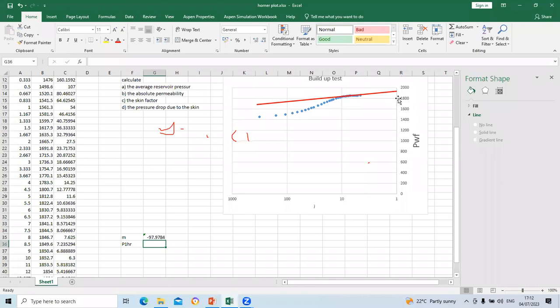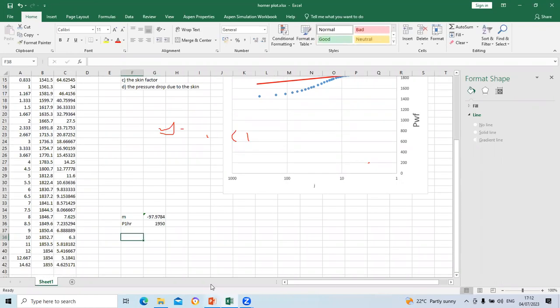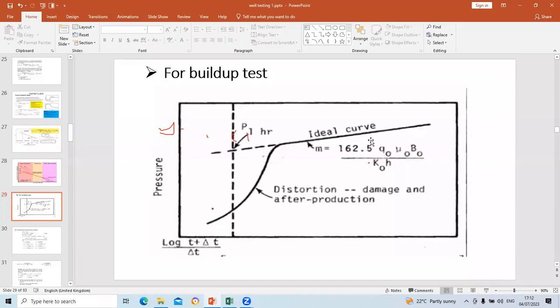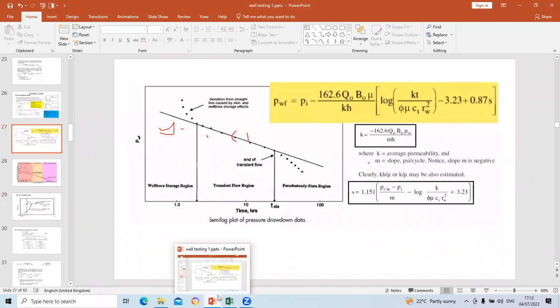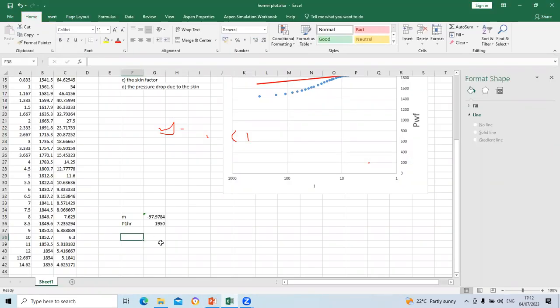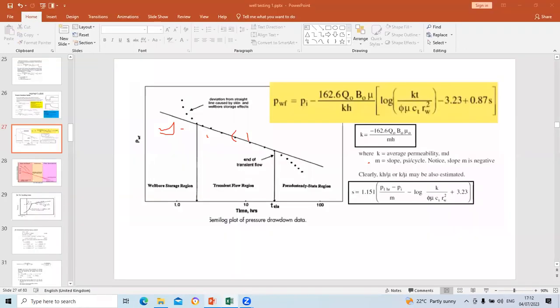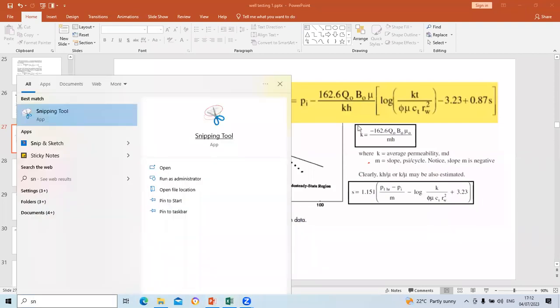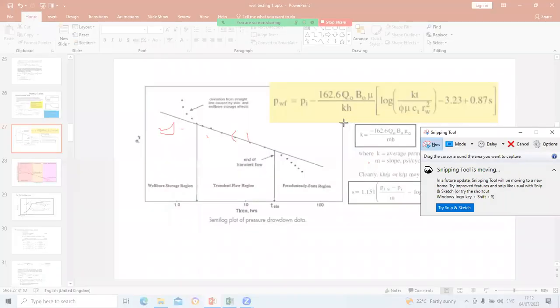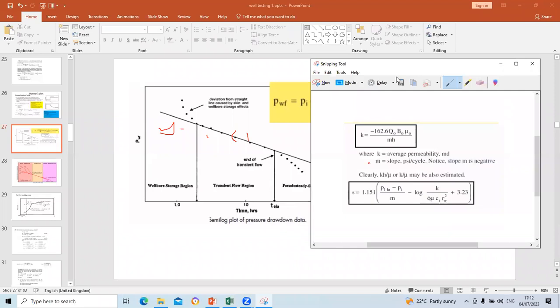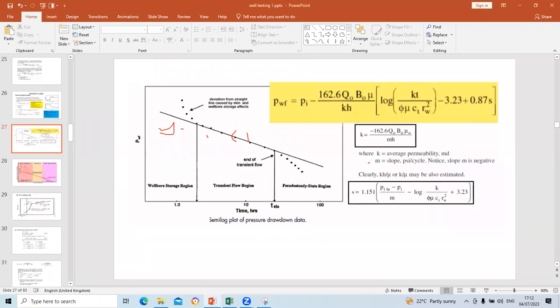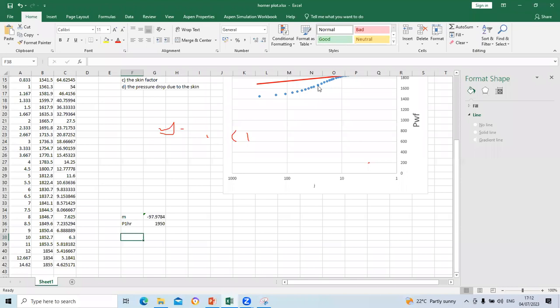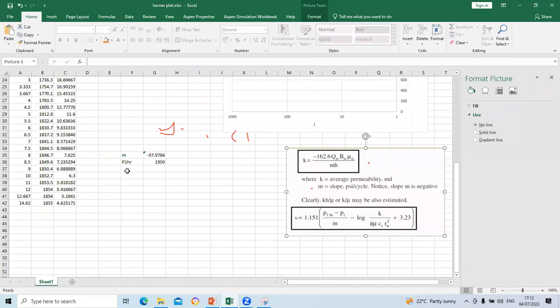So from there now, our P1R, we can approximate it to 1,950. That's our P1R. And then from there now, we can calculate our permeability. Our permeability is negative 162.6. So what I'll do is I'll just take the snipping tool and screenshot this. I'll take these formulas so that we don't have to be coming back here again. I copy it, go now to Excel and paste it somewhere there. So that's the formula that I'll be using.